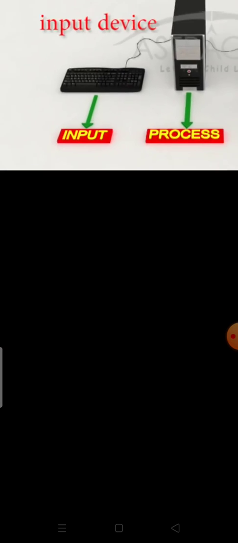What did we give to the computer? 2, 3, right? And the process, what did we tell the computer to do? 2 plus 3, it is a process. The keyboard is an input, the CPU is a process, and here is the output. What is the output? We get a result from the system.